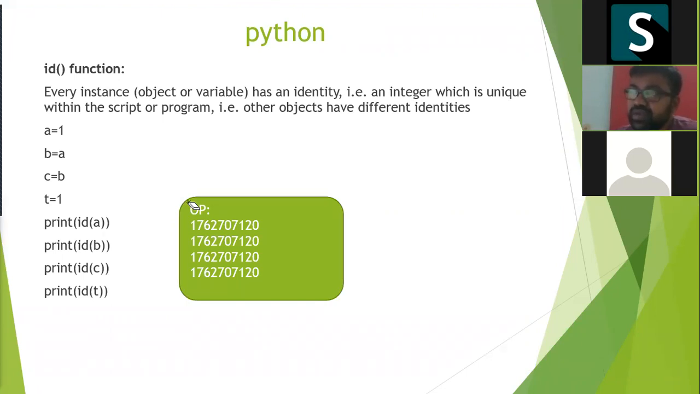We know about this ID function. Every instance of an object or variable has an identity, like this one, a memory address.